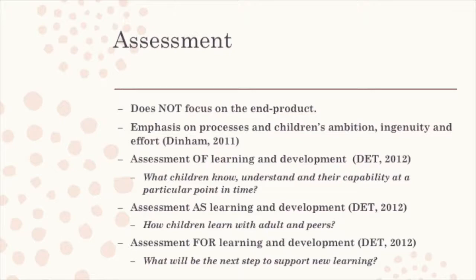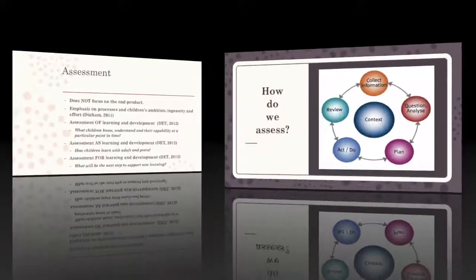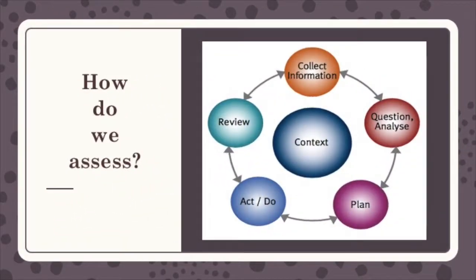Below are three different types of assessment used by early childhood professionals. They are assessment of learning and development, assessment as learning and development, and assessment for learning and development. In practice, early years professionals can use this early years planning cycle to assess for learning and development of children. It is an ongoing process that gathers and analyzes evidence of children's learning and uses this information to plan their future learning and development.